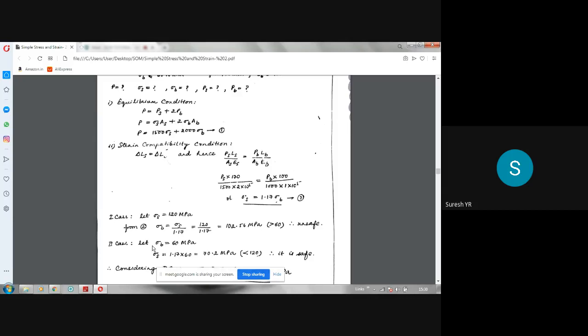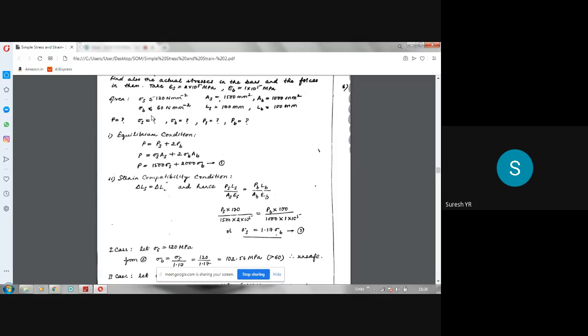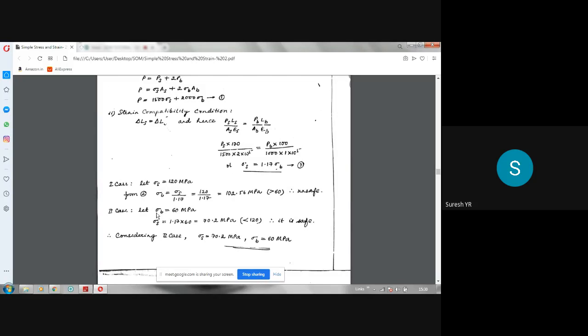Now, the second case is, he has given that the maximum value of stress in brass bar is 60. Let us use that here. So let sigma b be 60. Find out the corresponding value of sigma s. Sigma s we have found out is 1.17 times sigma b. So 1.17 times 60 is 70.2. We know that stress in steel should not exceed 120. This is less than 120. Since it is coming less than 120, it is safe. So that means we have to use this condition now.